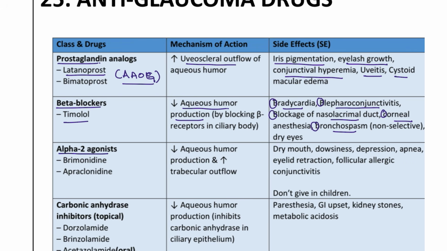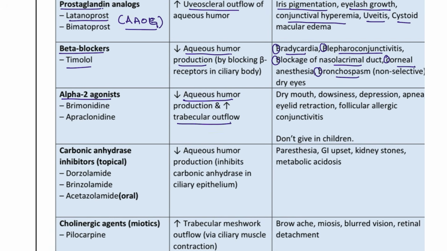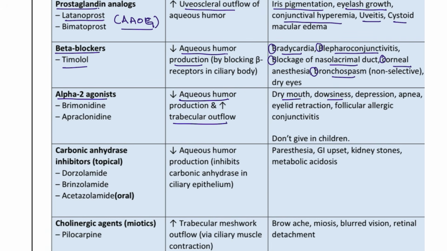Alpha 2 agonist. It will also decrease the aqueous production and increase the trabecular outflow. Side effects: dry mouth, drowsiness, depression, apnea, eyelid retraction, follicular conjunctivitis. Don't give to children because of the risk of apnea in this patient, especially brimonidine, because it is going to cross the blood-brain barrier.